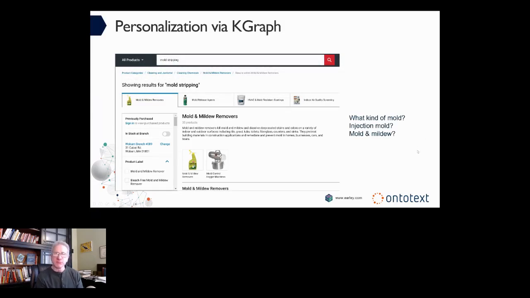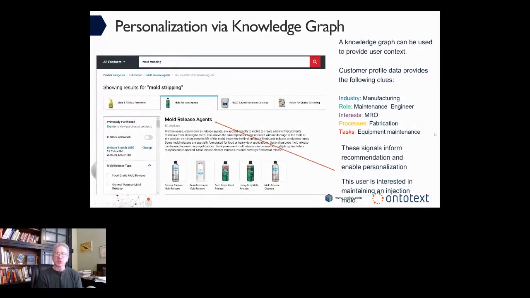So here's an example. If I look for mold stripping, does that mean I'm looking to strip paint from a molding in a house, right? That could be it. Or I could be stripping molding on a ceiling. Or I could strip mold from the house, like mold and mildew. Or I might be looking to strip down an injection mold and need mold release agents.